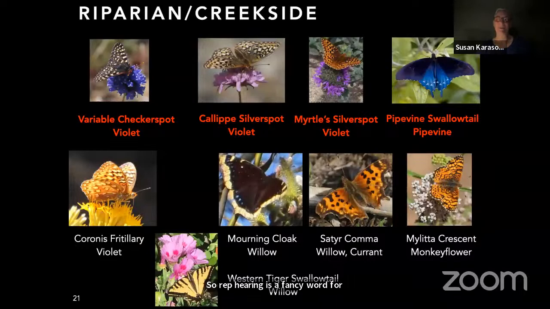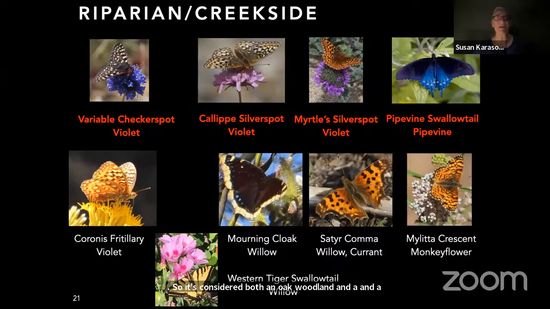We have a bunch of butterflies. The pipevine, you could water it all year long. It will be fine. It will grow more the more you water it. So it's considered both an oak woodland and a riparian plant.